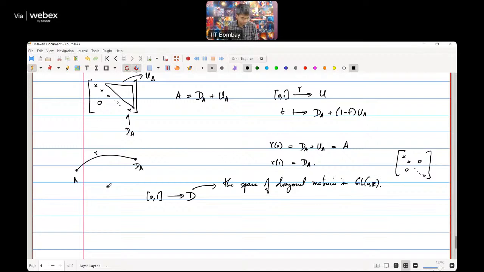Right. So what do we do? We take t and send it to the diagonal matrix. Let me just write the ith entry. Let's say D_A is equal to diag(a11, a22, ..., ann), where all these aii are non-zero. The ith entry is (1 minus t) times aii plus t times aii divided by the absolute value of aii.